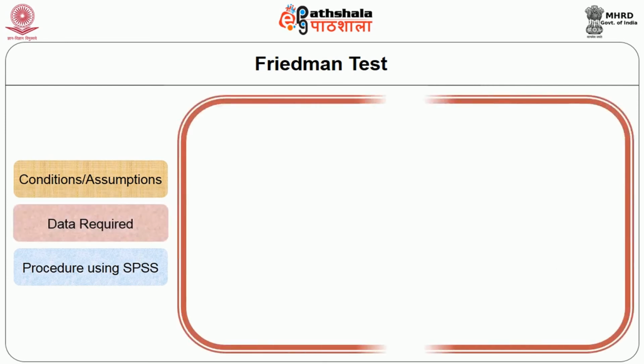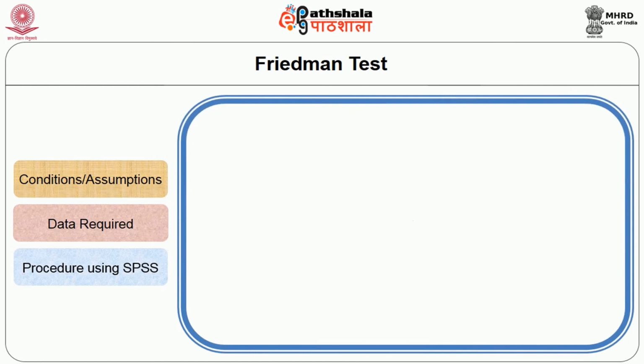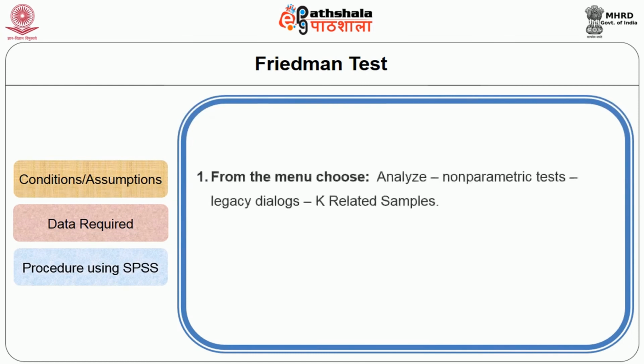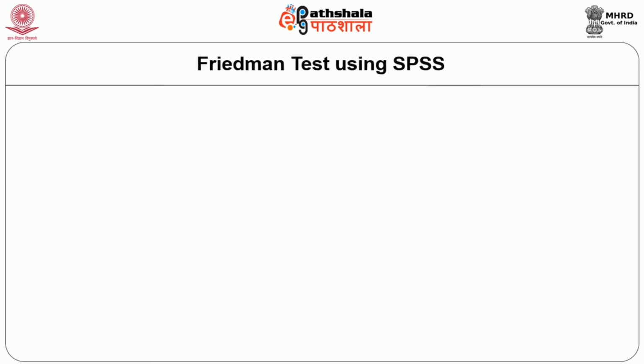Data requirement, the data should be ordinal or continuous. The procedure for this test using SPSS, from the menu, choose Analyze, Non-Parametric Test, Legacy Dialogues, K-Related Sample and select the test variables, then select test type as Friedman test and then click OK. Let us practice Friedman test using SPSS.